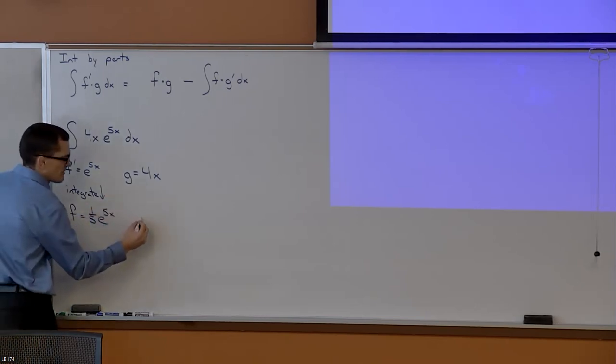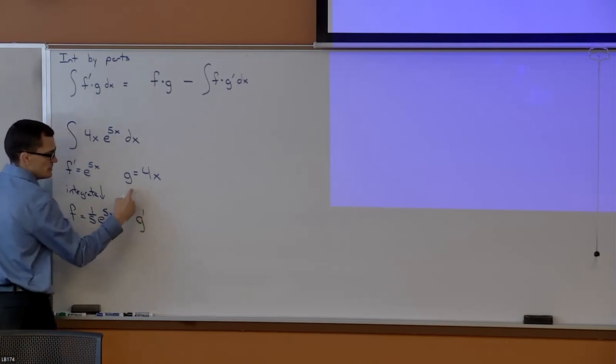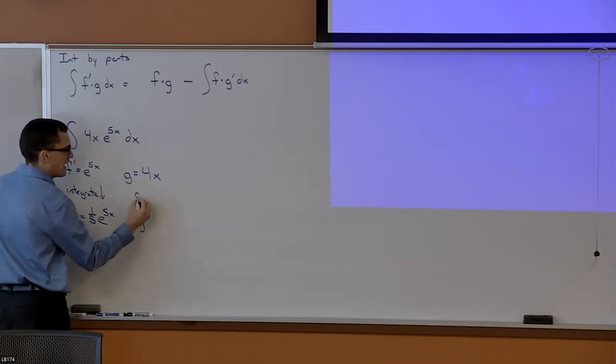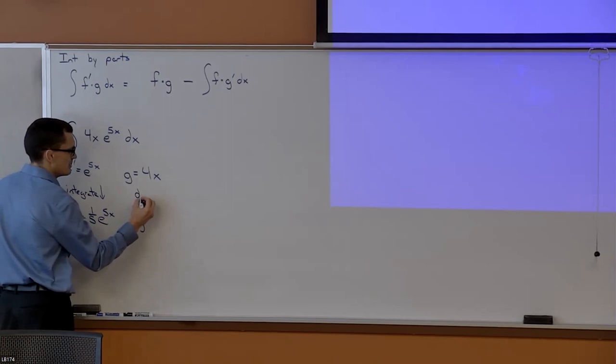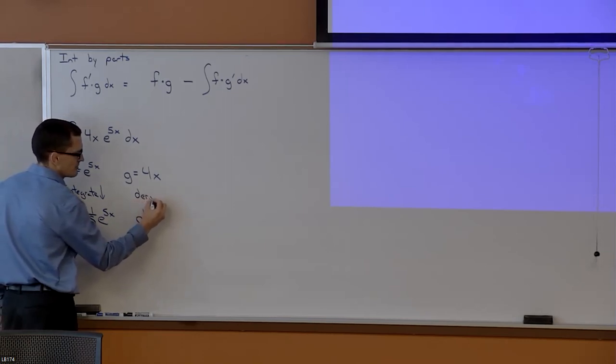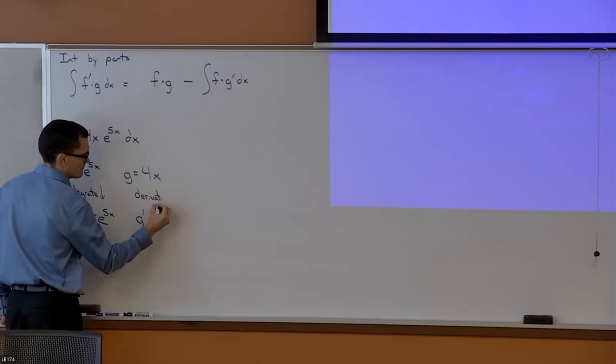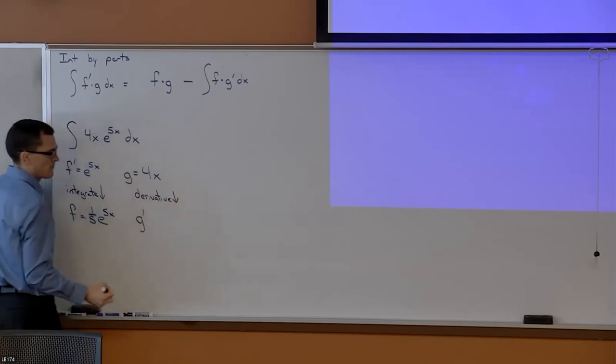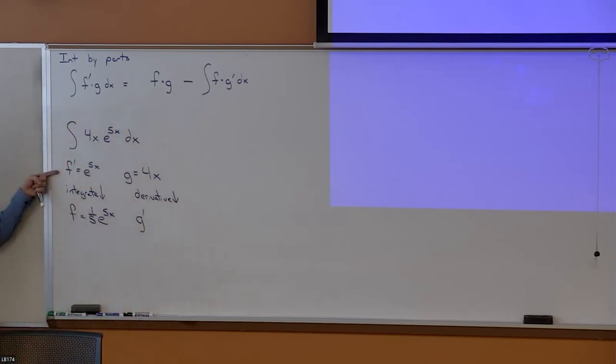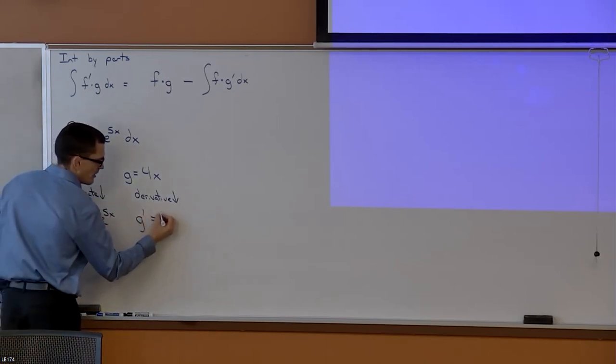Now, here's the trick. Going from g to g prime, we have to take a derivative, differentiate. So one of these we have to integrate, going from f prime to f. The other, we have to take a derivative.